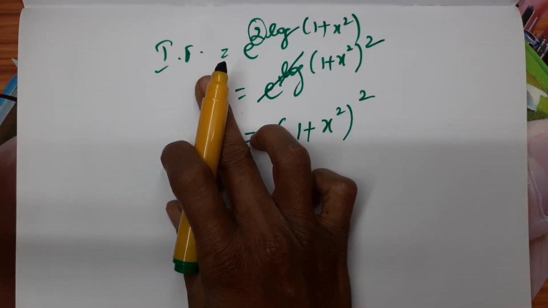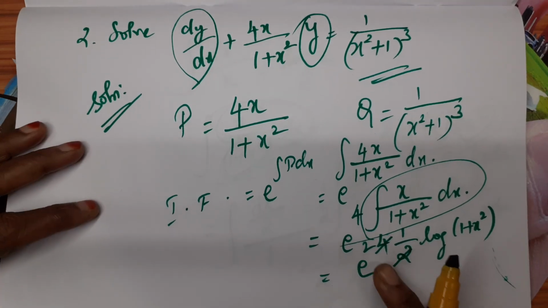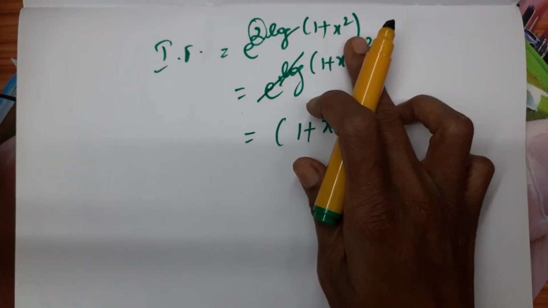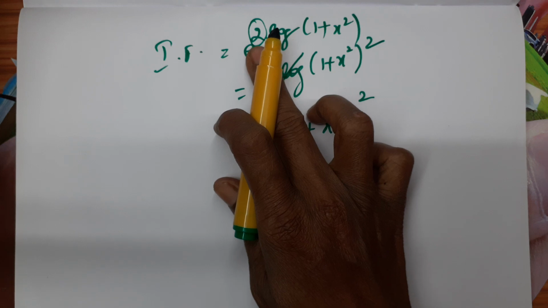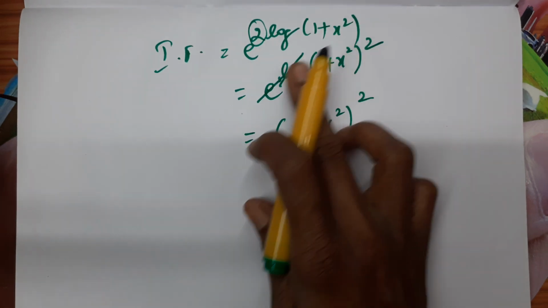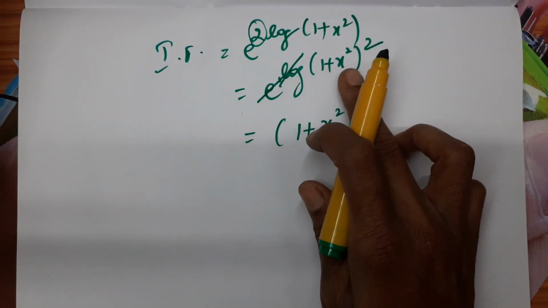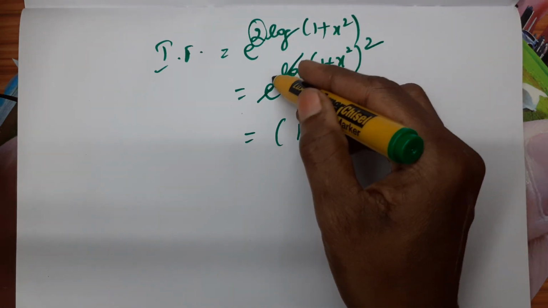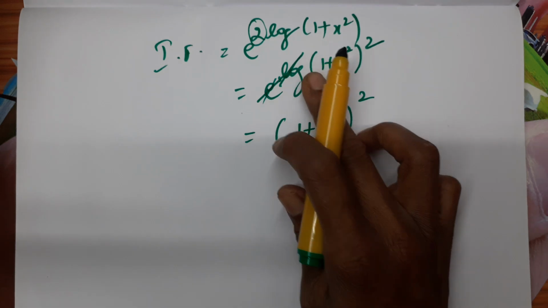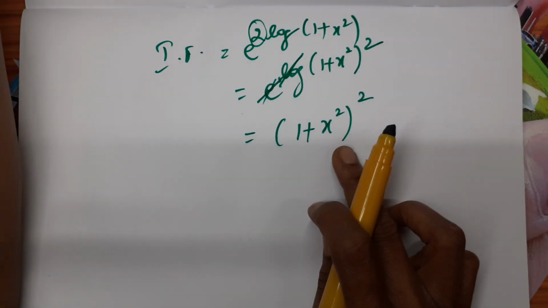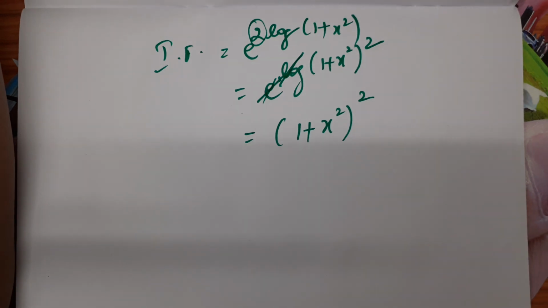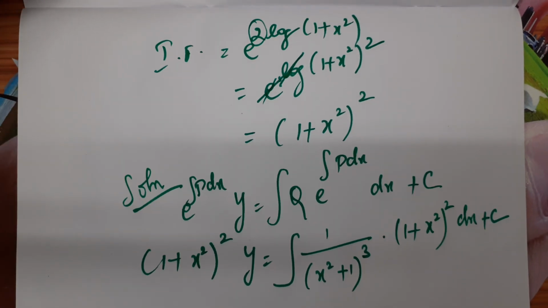So the integrating factor we got, after cancelling, is e power 2 log of 1 plus x squared. Already I told you, take this 2 to the power. So e power log of (1 plus x squared) the whole squared. After taking that 2, now we can cancel e and log. So after cancellation, we are getting the integrating factor as (1 plus x squared) the whole square. Is it clear? Now come to the solution.